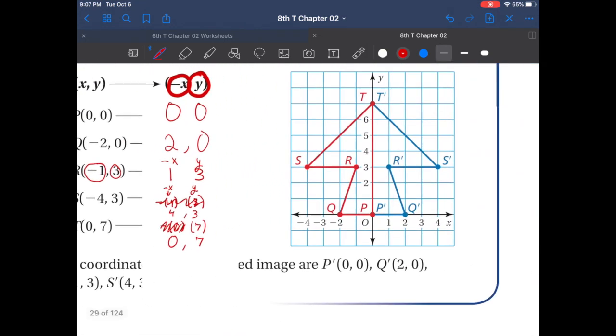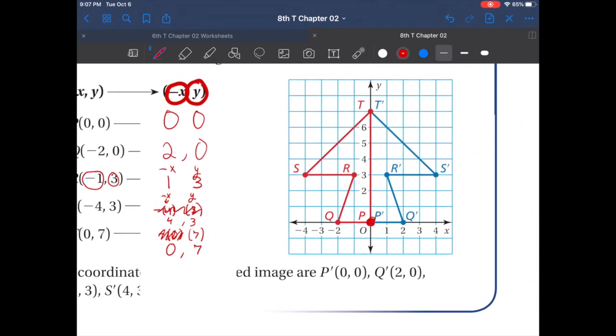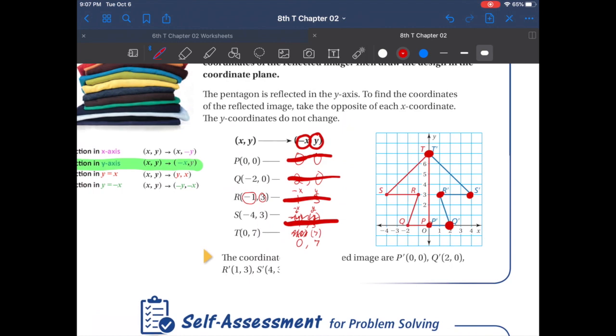And if we did this correctly, we should be on the right path. So let's see, 0, 0 is right there. We did that one. Now we have 2, 0. We did that one right there. Good. Now we have 1 and 3. We did that one right there. Now we have 4 and 3, which is right there. And then we have 0 and 7, which is right there. So we did this correctly.